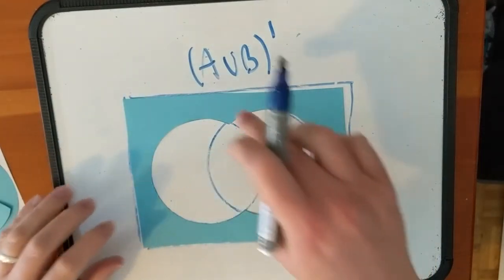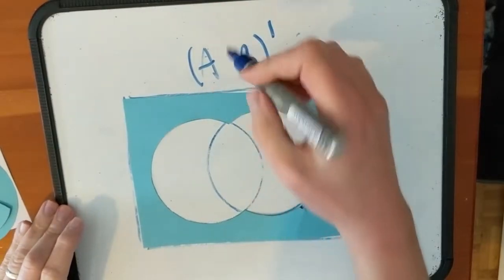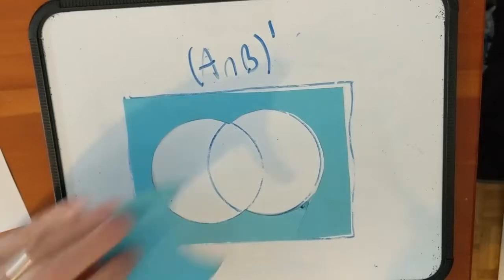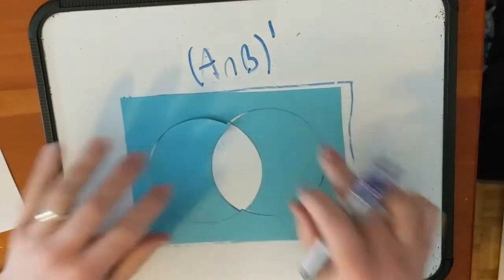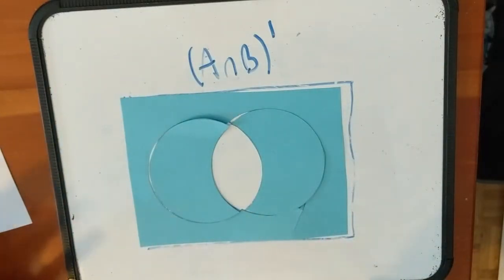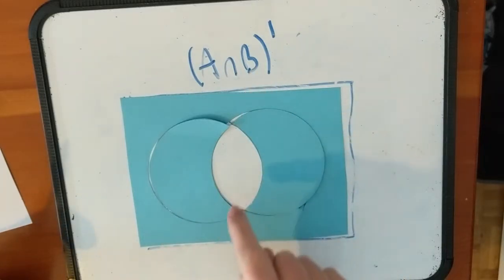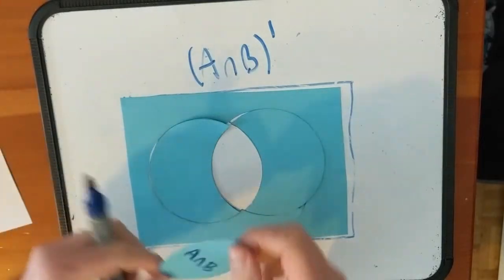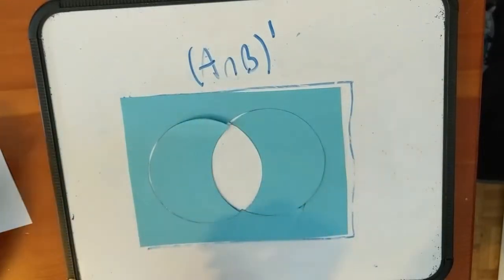We could also have things which are outside the intersection. That would be everything apart from the intersection. That would be including those two bits, but leaving out the intersection. So that's everything outside of anything that's inside A and B. So it's outside that bit, which was the intersection. That bit has been taken away.